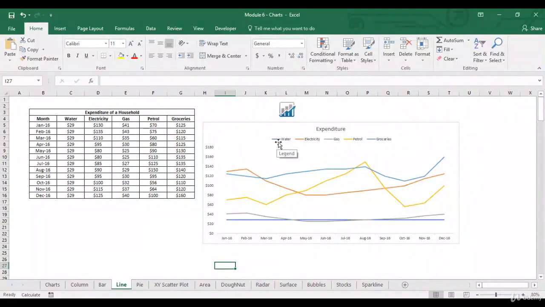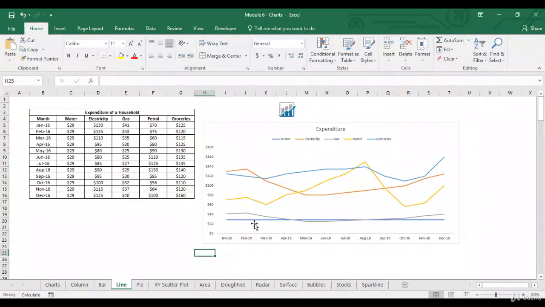So this is my line chart over 12 months. I've got these 5 lines plotted for these 5 types of expenditures or bills. I've got the water with the blue line, electricity with the amber, gas with gray, petrol with yellow, and then groceries with again light blue. So again, take a couple of moments over here and think of all the trends which you can see. The first one we'll discuss is the water bill.